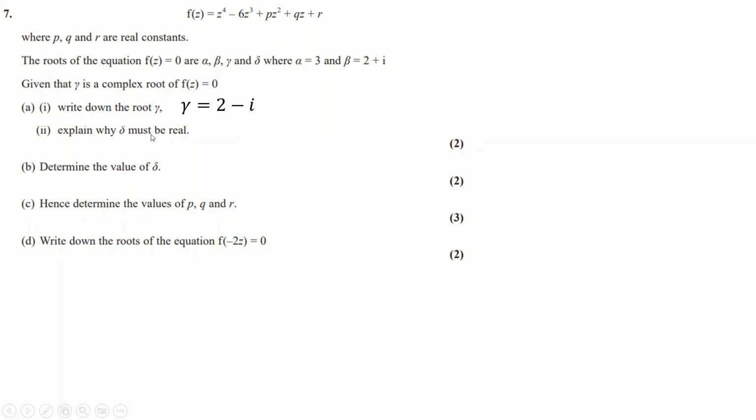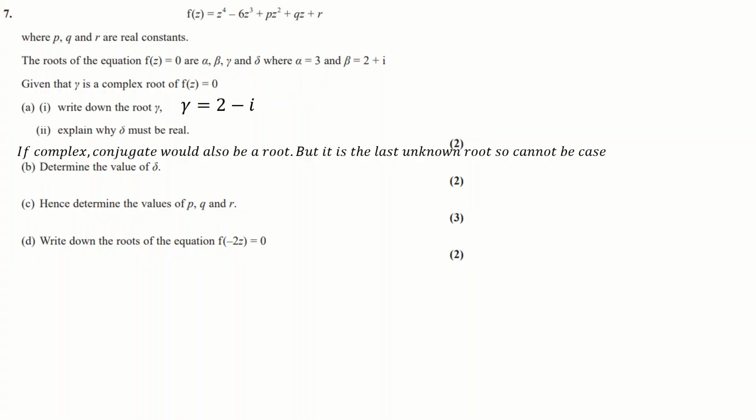Explain why delta must be real. Well, if delta was complex, it would have to have a complex conjugate, and I already know 3 of the roots. One of them's real, and the other 2 are each other's conjugates. So there's no extra room for delta to have its own conjugate pair next to it. So it has to be real, and it can't be complex. Good. Determine the value of delta.